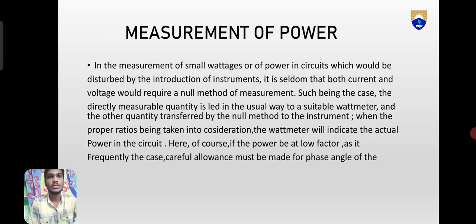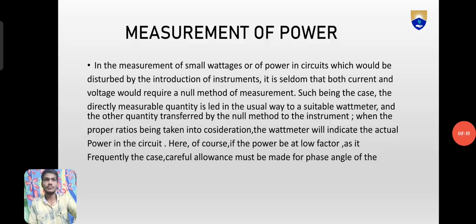Measurement of small amounts of power in circuits which will be disturbed by the introduction of instruments. It is seldom that both current and voltage would require null methods of measurement. Such being the case, one directly measured quantity is read in the usual way by a suitable wattmeter and the other quantity transformed by the null methods to the instruments. When the proper ratio is taken into consideration, the wattmeter will indicate the actual power in the circuit.